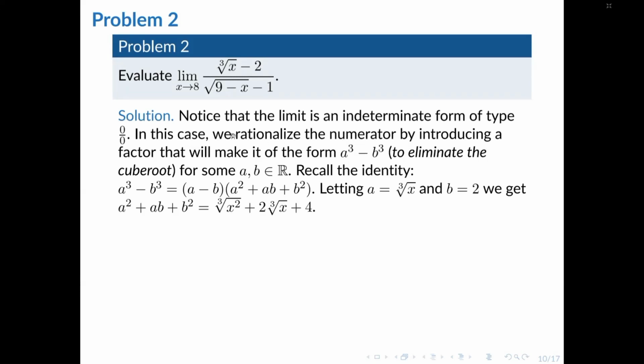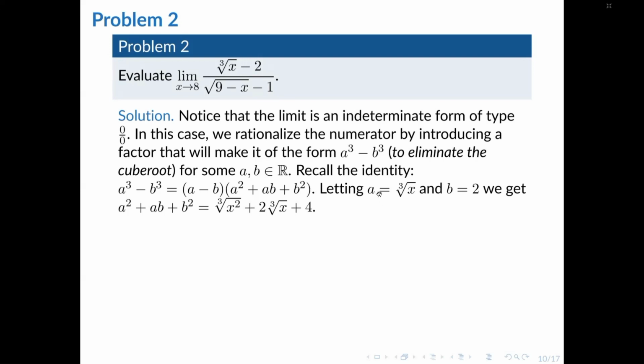So we can rationalize the numerator by introducing a factor that will make it in the form a cubed minus b cubed to eliminate the cube root, for some values of a and b which are elements of the real numbers. You can just recall this identity, which was discussed in, I think, junior high school. So a cubed minus b cubed is equal to the quantity a minus b multiplied by a squared plus ab plus b squared.